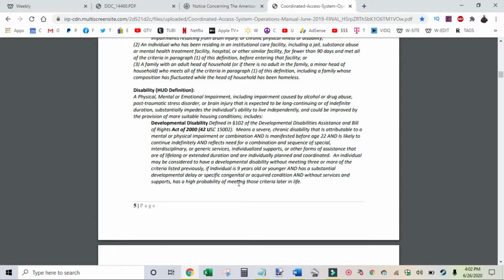So let's talk about the HUD definition. And remember, this is the HUD definition. That doesn't mean anything. That's not law. No senator wrote the HUD definition. So we're going to discuss the actual federal law, but I want you to see what their definition is. A physical, mental, emotional impairment, including impairment caused by alcohol or drug abuse, post-traumatic stress disorder, brain injury that is expected to be long-lasting or continuing, and as a whole group of all those things, of indefinite duration, substantially impedes the individual's ability to live independently.